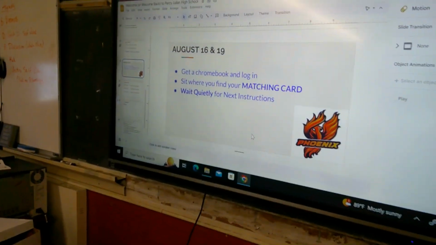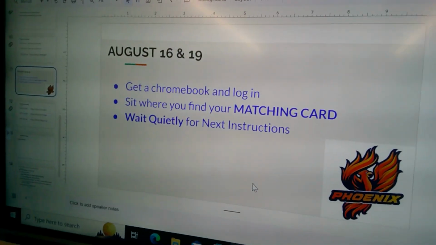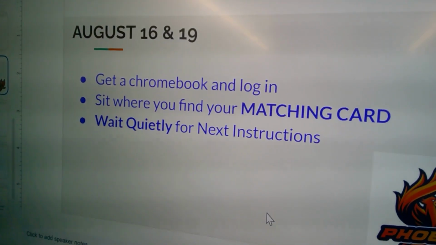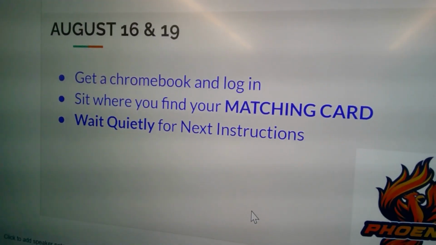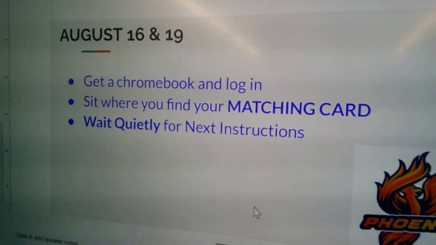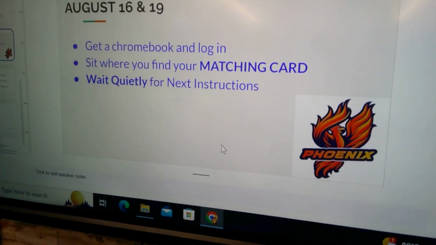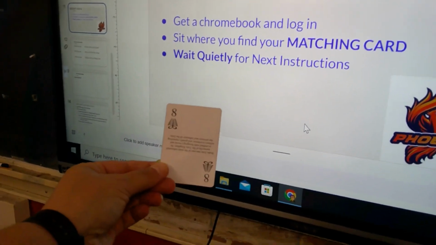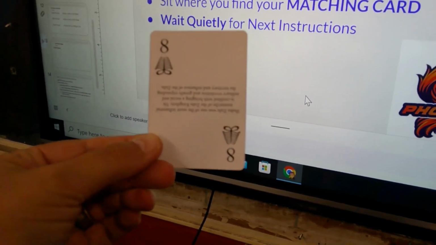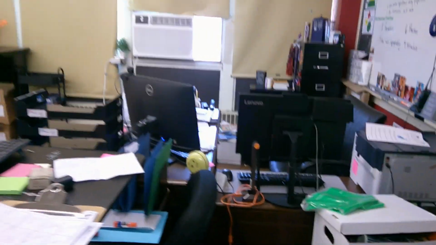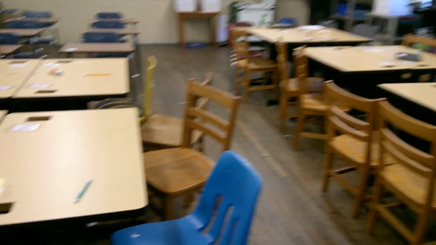On the board every day should be a set of instructions telling you what to do. Today would have been get a Chromebook and log in. Sit where you find your matching card. Right now it's how I'm handling seating. On the way in the door you will get a card. Your job is to walk around the class, and on each desk is a card. You find the matching card.